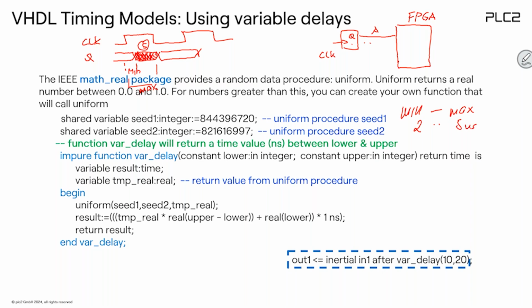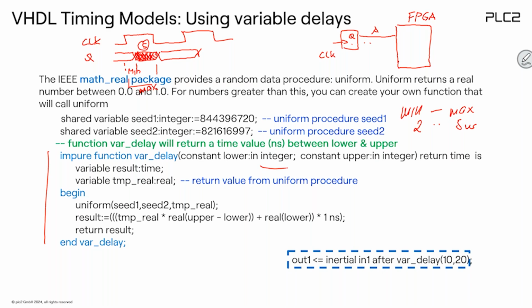Okay, then we can do something like this. This is actually the recommendation of a function which defines a variable delay. You define a function and you just, as an input, define an integer.